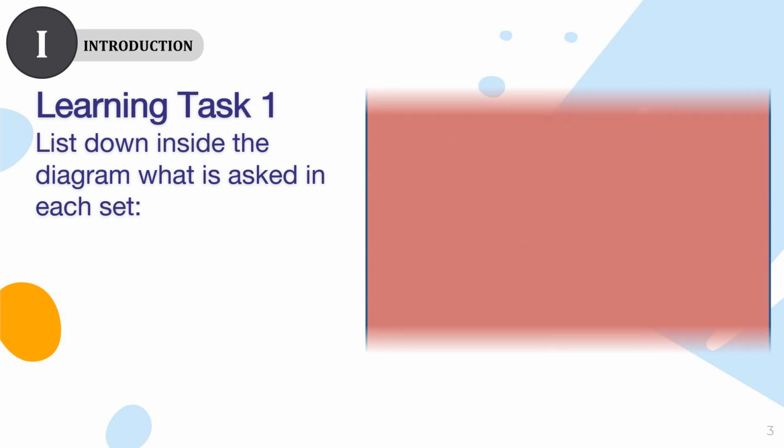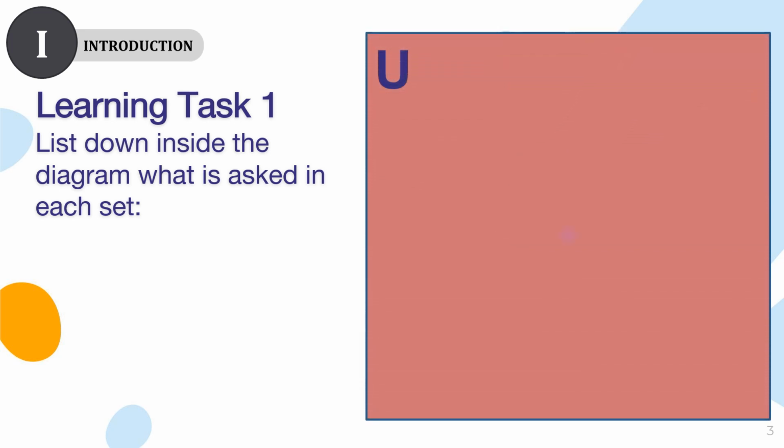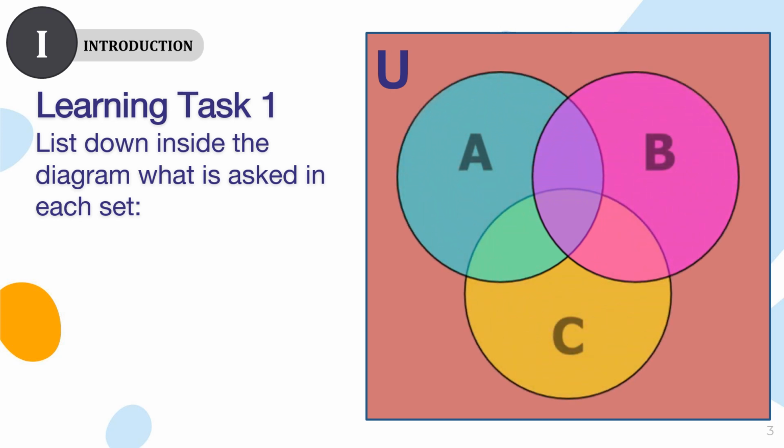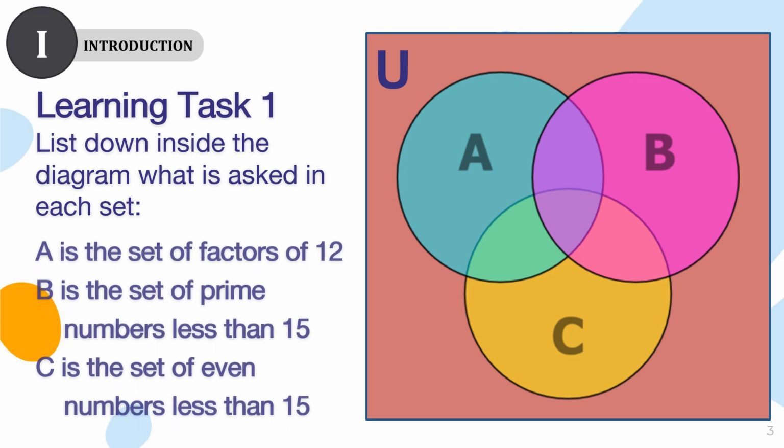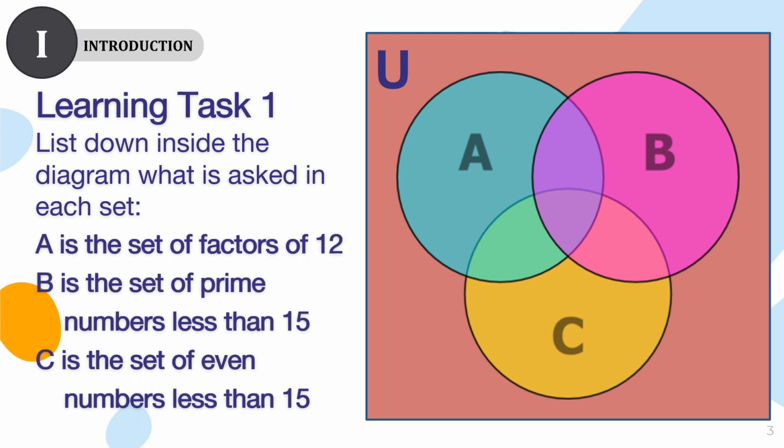To start with, on your answer sheets, draw a diagram that has a box labeled as U, meaning the universal set, then three circles overlapping each other labeled as A, B, and C. You are to list down what is asked in each set. A is the set of factors of 12, B is the set of prime numbers less than 15, and C is the set of even numbers less than 15.